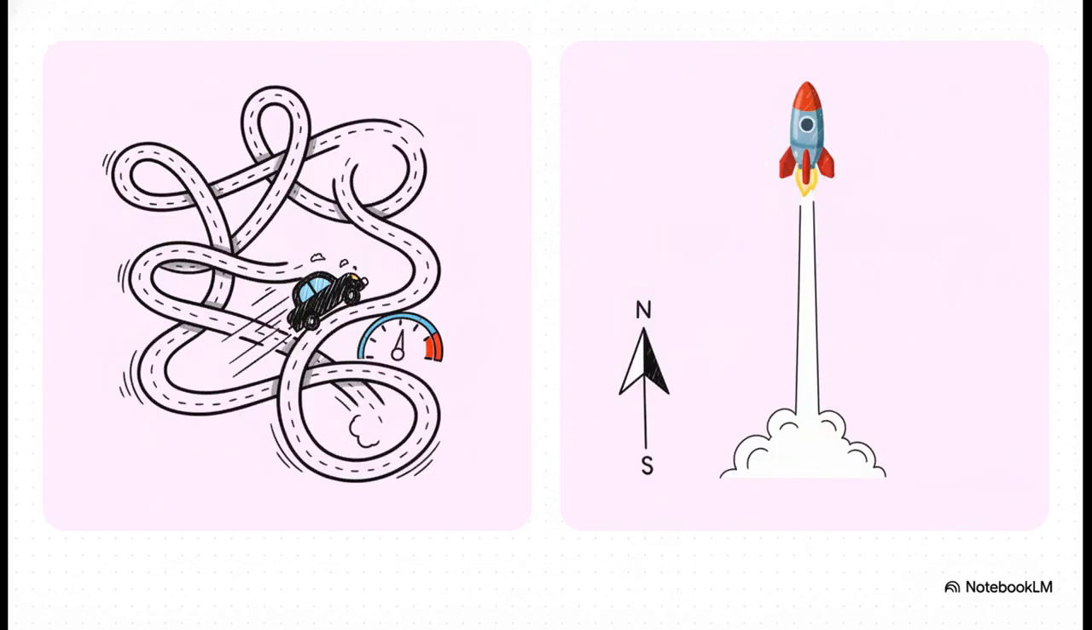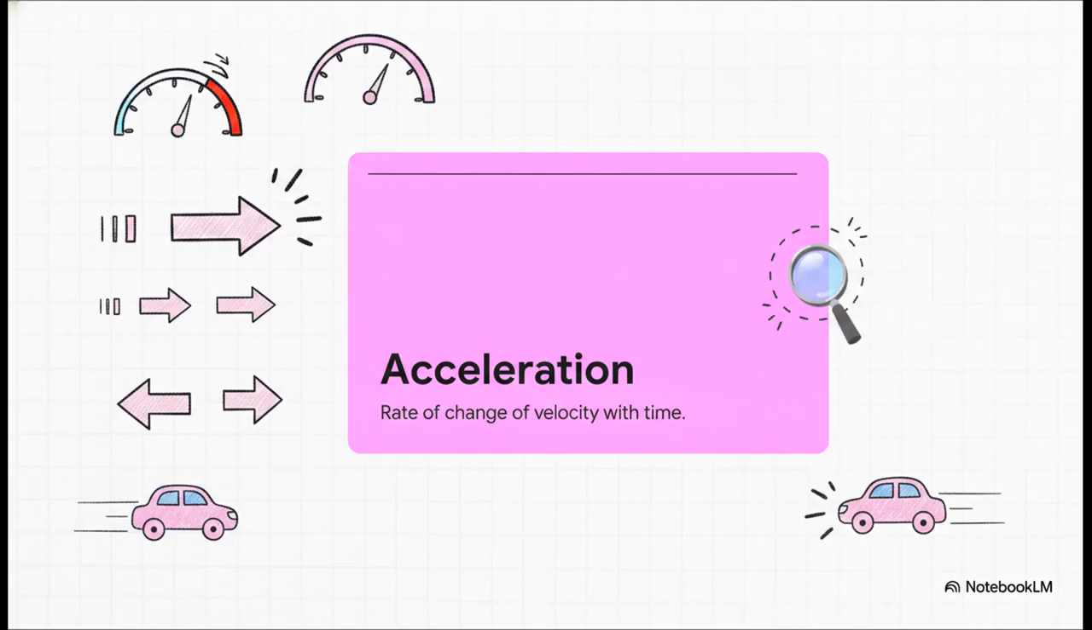That exact same logic applies to speed versus velocity. Speed is just the distance traveled per unit of time. Velocity, on the other hand, is the displacement traveled per unit of time. Velocity is special because it strictly requires a specific direction. But what happens when that velocity speeds up, slows down, or changes direction? Well, then we get acceleration. It's formally defined as the rate of change of velocity with time.